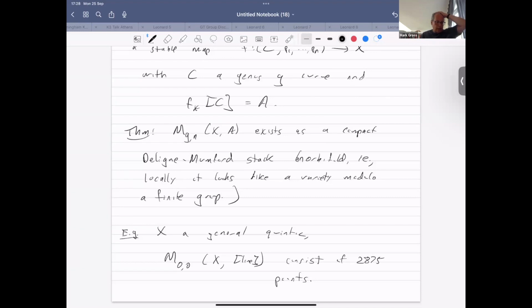Okay, so I think that this would probably be a good stopping point. This doesn't quite finish the story of Gromov-Witten invariants, but it would take a little bit more time to complete the story.